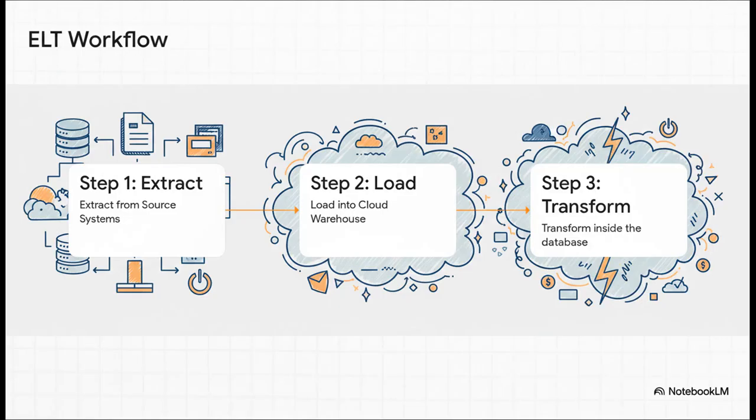Think about the difference here. There's no separate prep kitchen. It's like having all your raw ingredients delivered straight to a gigantic, super-powered kitchen where you can cook anything you want, whenever you want. You just load everything into a beast of a system like Snowflake or BigQuery, and then you work your magic on the data right there. This is only possible because modern cloud platforms have just an insane amount of power.